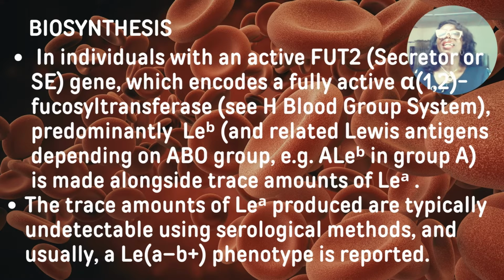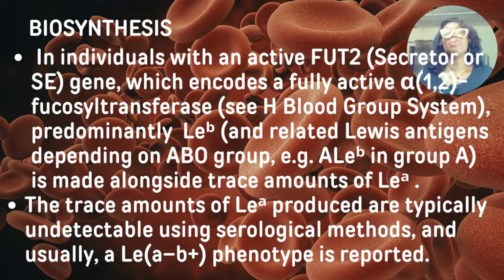Now, I said that in an individual with an active FUT2, that is the secretor gene, which encodes a fully active alpha 1,2 fucosyltransferase, predominantly Lewis B antigen is produced. Depending on the ABO blood group of the individual, you can also have A Lewis B in a group A individual, which is made alongside a trace amount of Lewis A. But the Lewis A that is produced is very undetectable using serological methods.